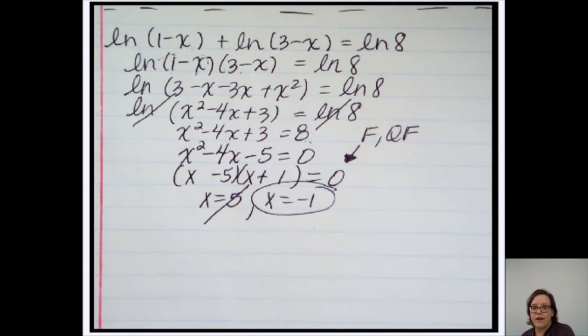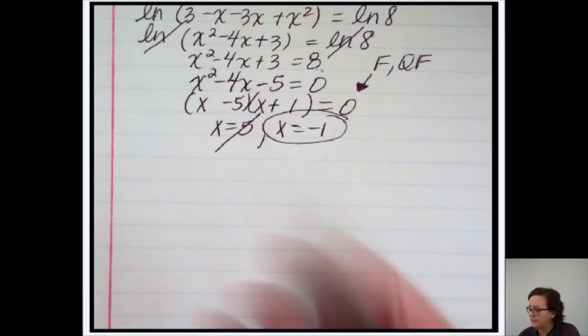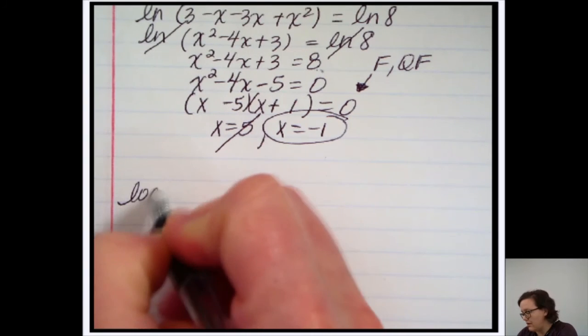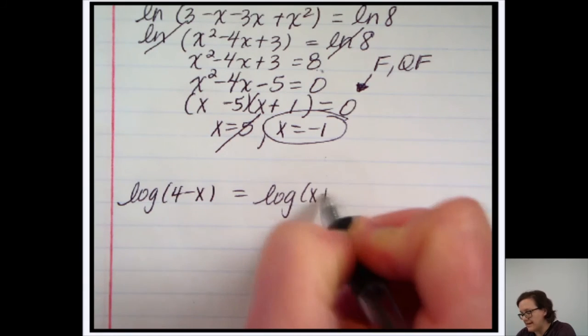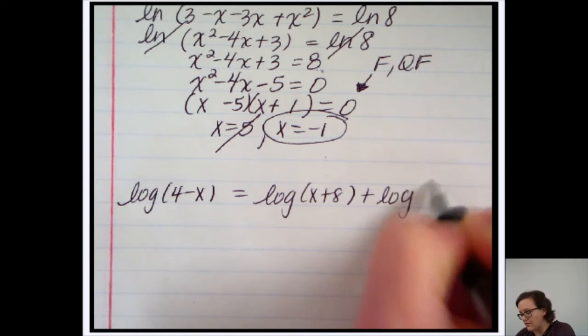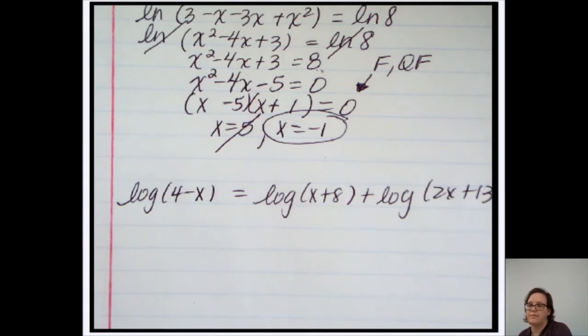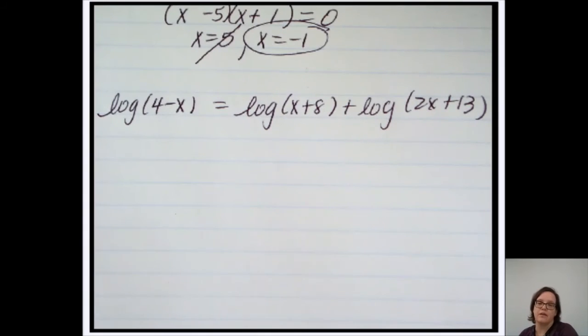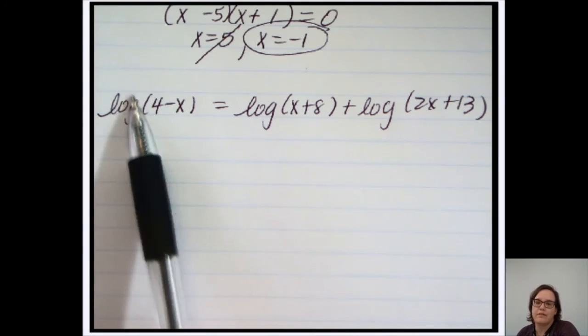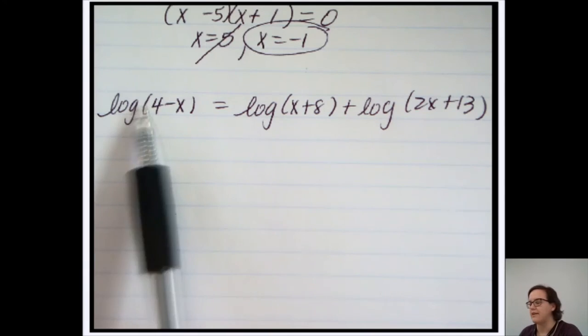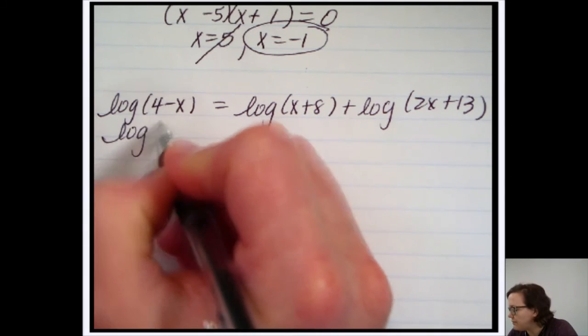And our final problem of the day, let's look at log of 4 minus x equals log of x plus 8 plus the log of 2x plus 13. So this is similar to the one we just did, because we do have logs on both sides, no extra numbers, if you will. This time our single log is on the left. We could have 2 logs over here that we have to do the same thing as the other side with, but right now we just have that single log. So let's leave it alone.